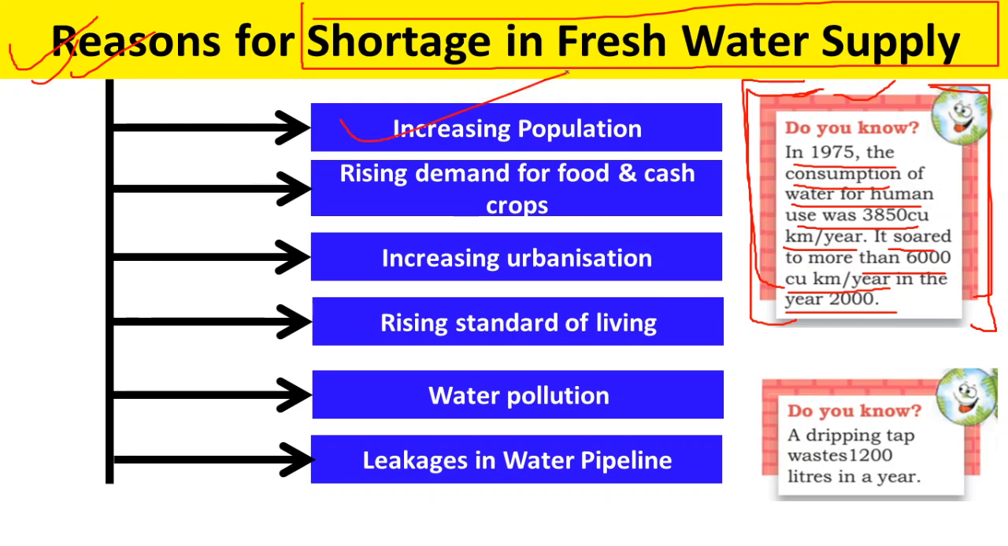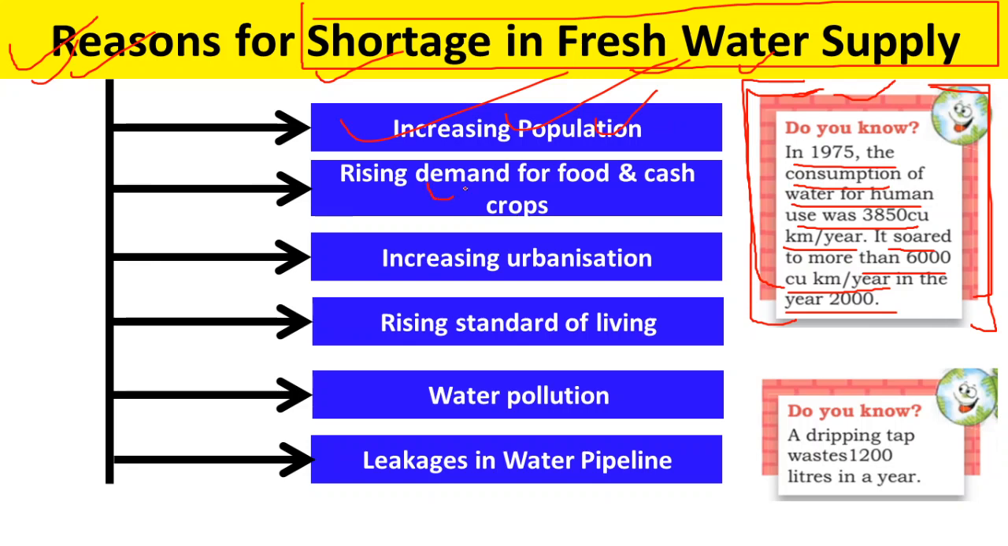So the increasing population is one of the most important factors causing shortages in freshwater supply, because increasing population increases the demand for fresh water, but we are not able to increase our sources of fresh water. We are, on the other hand, destroying the freshwater sources. We are polluting the rivers, we are polluting the lakes, we are over exploiting the groundwater resources, etc.